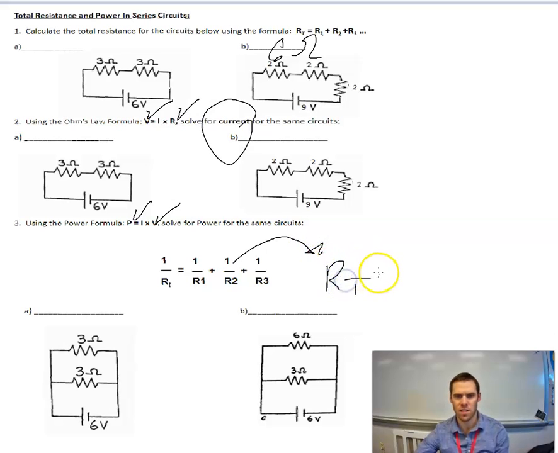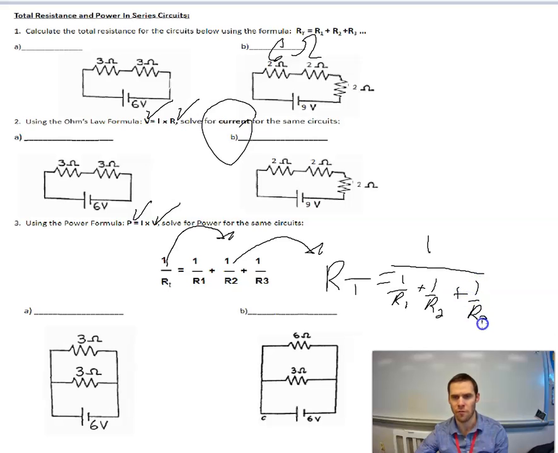If I were to have my total resistance be equal to, I'm going to bring this numerator of 1 over here, and then I'm going to put that over the sum of 1 over R1 plus 1 over R2 plus 1 over R3 and R4 if it's applicable. So I'm going to do number 4B, which is on the second page of this document that you're working on, because it's a little bit more complicated.